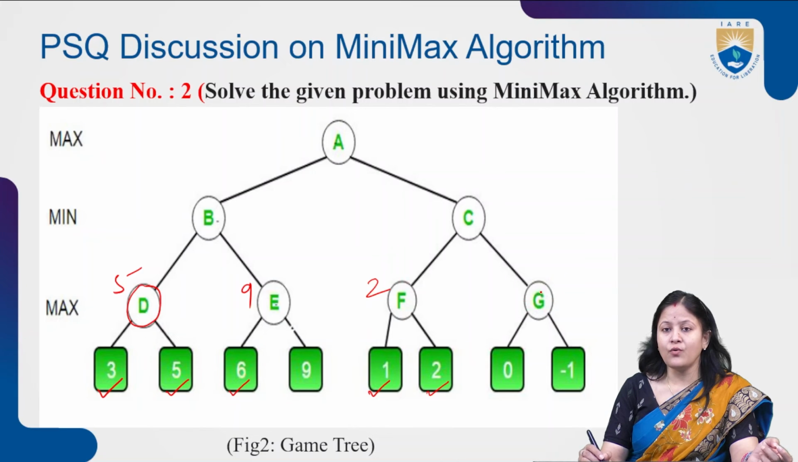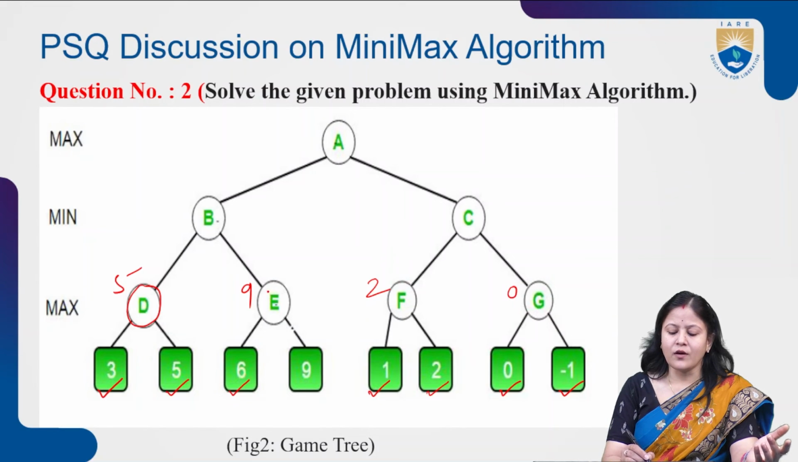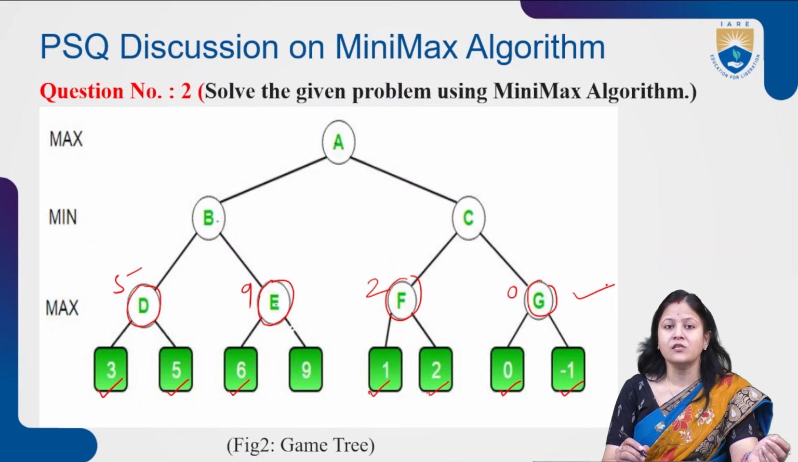Same thing for G node. Minus infinity gets compared with 0 first. So 0 is the max value. Again 0 and minus 1 gets compared. So we are getting 0. So 0 is the max value. Now we got the utility value for D, then E, then F and G. This layer is finished. Now we have to move one step up.